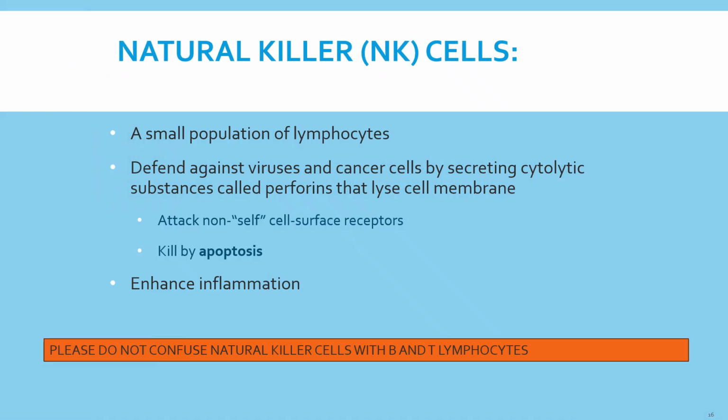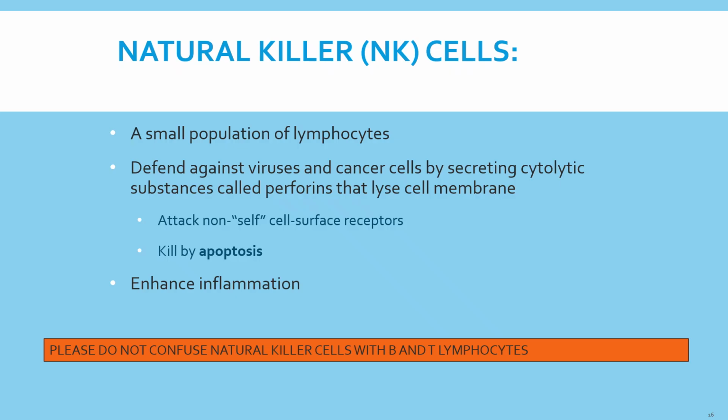All right, so the natural killer cells represent a small population of lymphocytes, but to be clear, and I know we haven't really talked about the B and T cells yet, please do not confuse the natural killer cells, which are a population of lymphocytes, with the B lymphocytes and T lymphocytes. They're in two different categories, okay, and they're two different things.